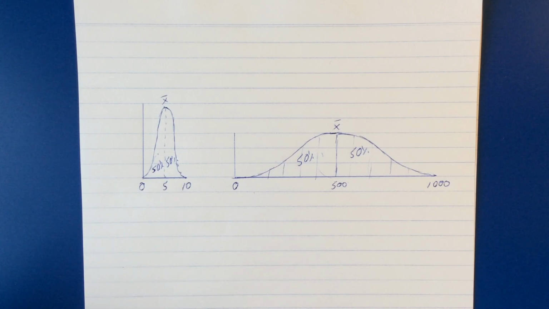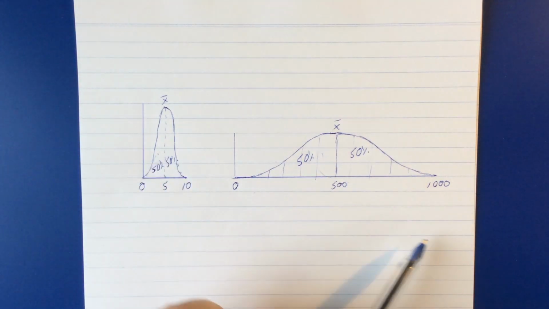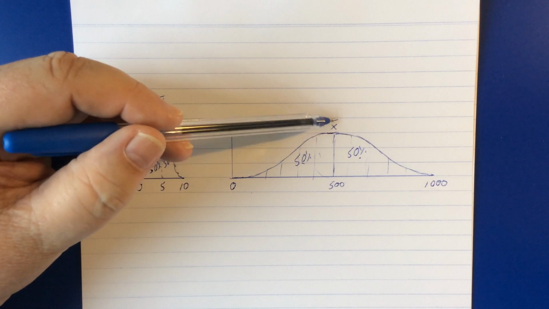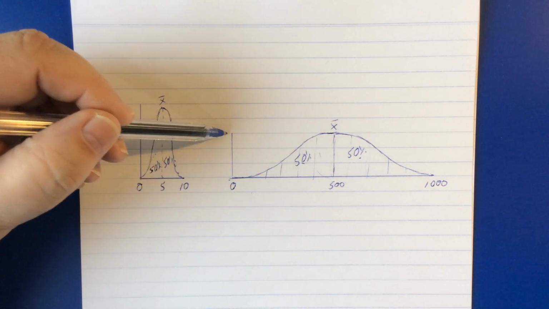Just get your head around what a normal distribution looks like and some of its characteristics. Range, 50-50 distribution, the mean, less likely, more likely.